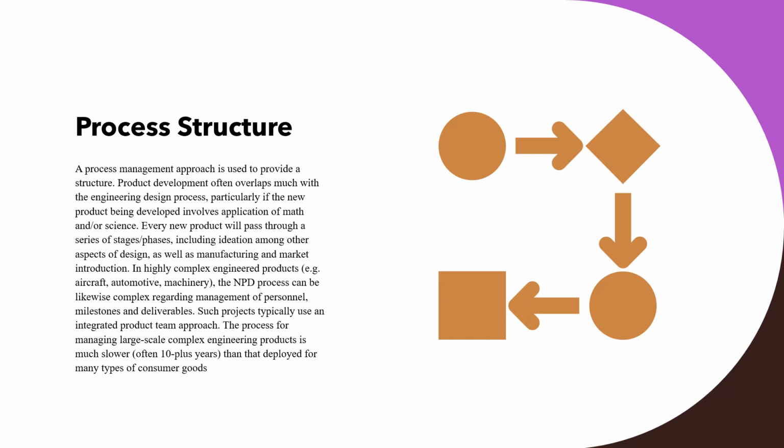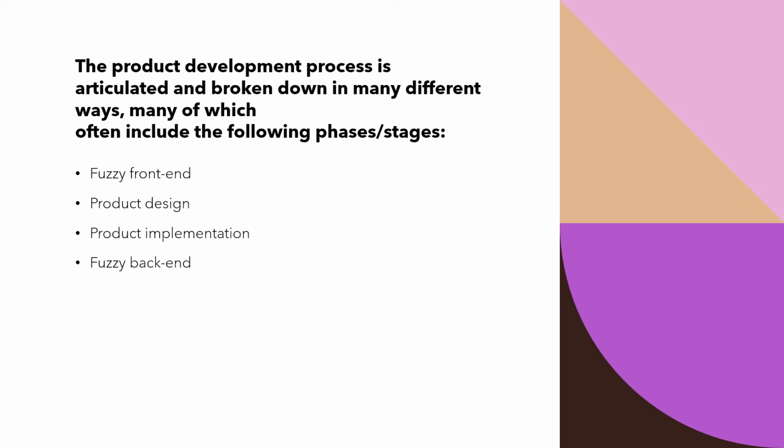The product development process is articulated and broken down in many different ways, many of which often include the following phases: the fuzzy front end, product design, product implementation, and the fuzzy back end. The fuzzy front end is the set of activities employed before the more formal and well-defined requirements specification is completed. Requirements speak to what the product should do or have, with varying degrees of specificity, in order to meet the perceived market or a business need.